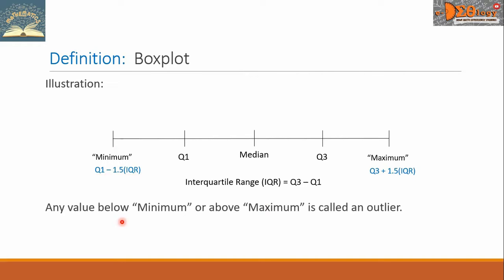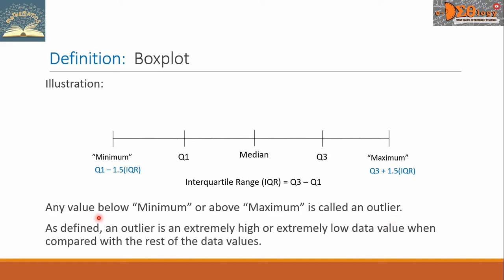Any value below minimum or above maximum is called an outlier. As defined, an outlier is an extremely high or extremely low data value when compared with the rest of the data values.